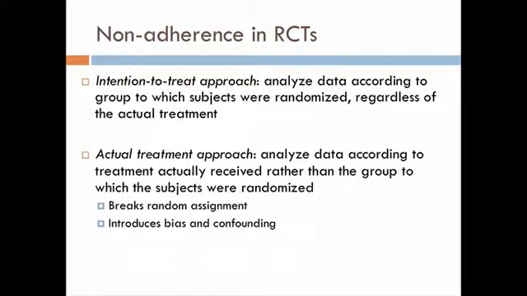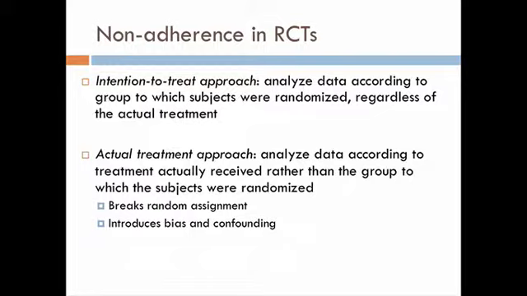And what you do there is that you analyze your data and your findings according to which group subjects were randomized to, regardless of what actually happened, regardless of whether someone actually took their drug or ate their diet or whatever it is. Because what happens when you don't? The alternative is using an actual treatment approach, and you have your exposed group and your unexposed group based on how they actually behaved or what they actually were exposed to versus what you assigned them to. All of a sudden, if you use that second approach, you're breaking random assignment and you're reintroducing all the bias and confounding that you tried to avoid by running an RCT, right?